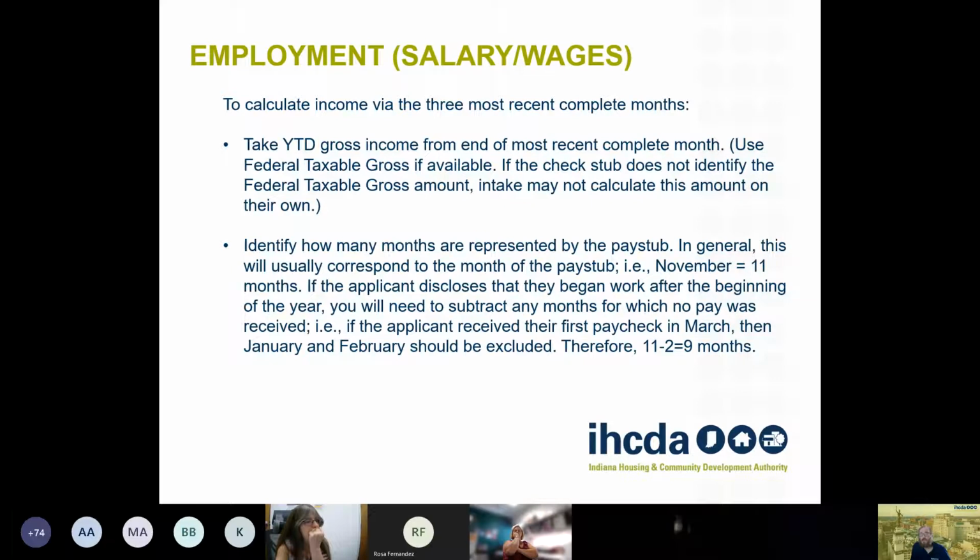The exception here is if the applicant discloses that they began work after the beginning of the year, then you would need to subtract any month for which no pay was received. So let's say the applicant says that they received their first paycheck in March. Then you know that January and February there was no pay. So you're actually going to take those 2 months for which there was no pay and subtract that from the current month. So that November pay stub now becomes representative of 9 months instead of 11.